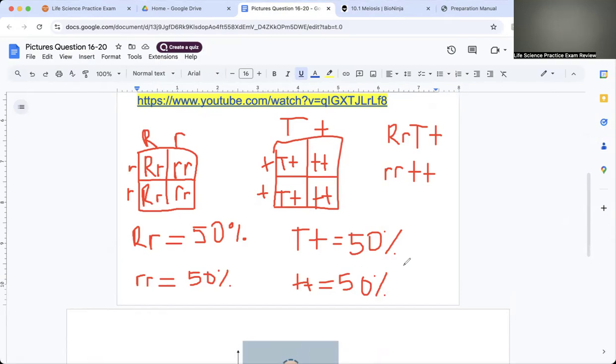So now we need to figure out what percentage we need to basically combine these. So if I want to know what percent are going to be heterozygous for both, we multiply the heterozygous for the R's and the heterozygous for the T's. So if we multiply 50% by 50%, that gives us 25%. So kind of running out of space here. So we're going to write capital R, capital T, little t. That should be 25%.